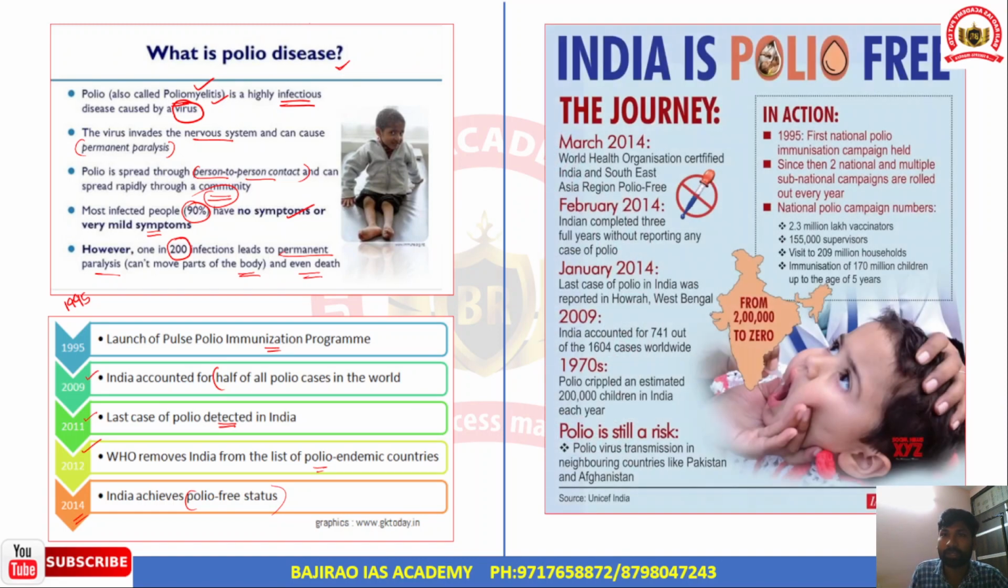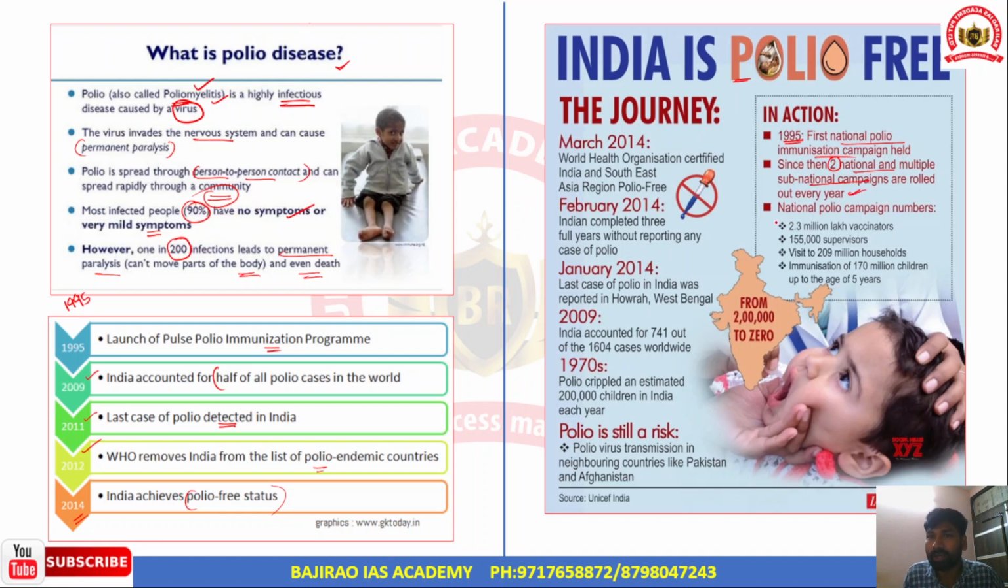Now, please understand the timeline which was followed in India and the steps India has taken to achieve polio free status. Okay, so in the year 1995, we already discussed this, the first national polio immunization campaign was held. Since then, two national and multiple sub-national campaigns were rolled out every year.